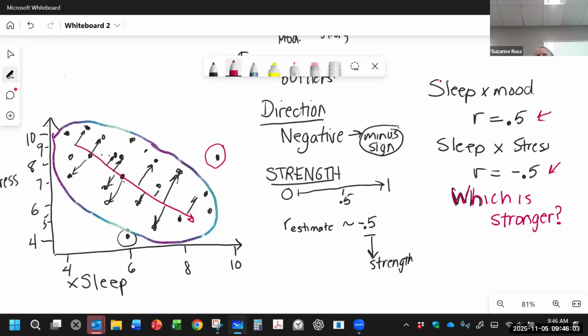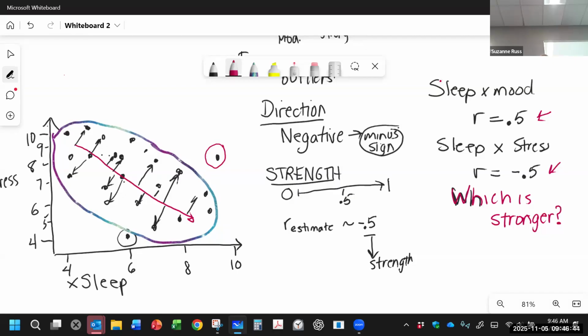Anyone want to take a stab at that? It's a new concept, so you would just be guessing, and there's no shame in being wrong. Which would be stronger between these two? Okay, Anitra, good. Thank you for trying it. See a couple more. Okay, good to know. Anyone in the class want to hazard a guess? No shame. What'd you say?